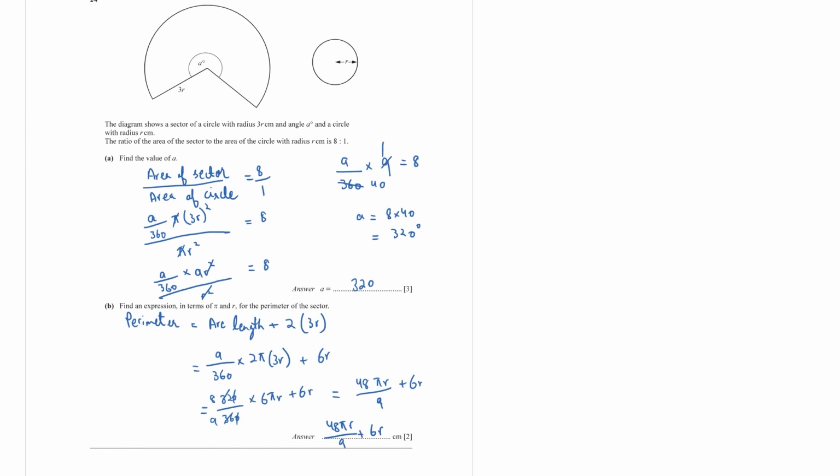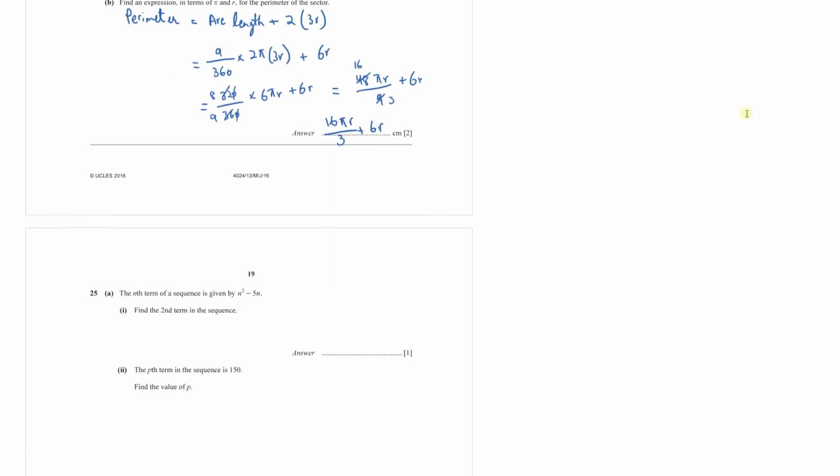In fact, I just realized I can simplify this even further. This won't be 48 over 9; I can write this in its simplest form. Both are divisible by 3. So this would be 3 times 3, 3 times 1, then 18, so 16. So this could be written as 16 pi r over 3 plus 6r.